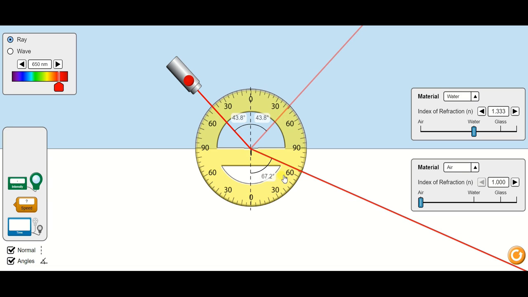Observe one thing: when the light is moving from a denser medium to a rarer medium, the angle of refraction, that is the angle between the refracted ray and the normal, is 67.2 degrees. But now let me reverse. What happens? I'm not going to disturb anything. I'm just changing the medium. Now check what the angle would be.